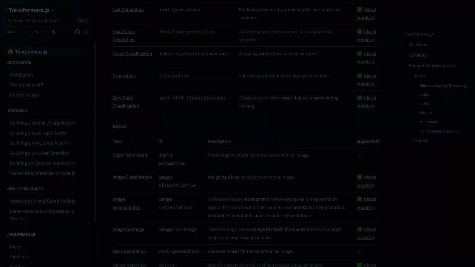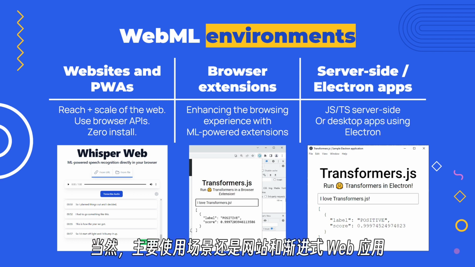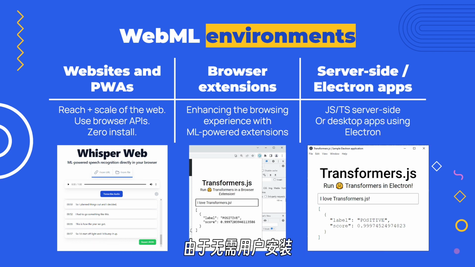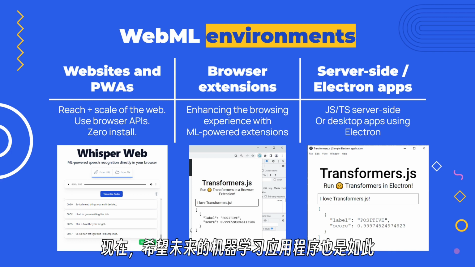The full list of supported tasks, along with example code to help you get started, can be found in the README. Another question you may ask is, where can you use Transformers.js? The main category, of course, is websites and progressive web apps. With no installation required from an end user, it's clear why building websites and applications for the web has become the go-to place for many developers, and now hopefully for machine learning applications in the future.